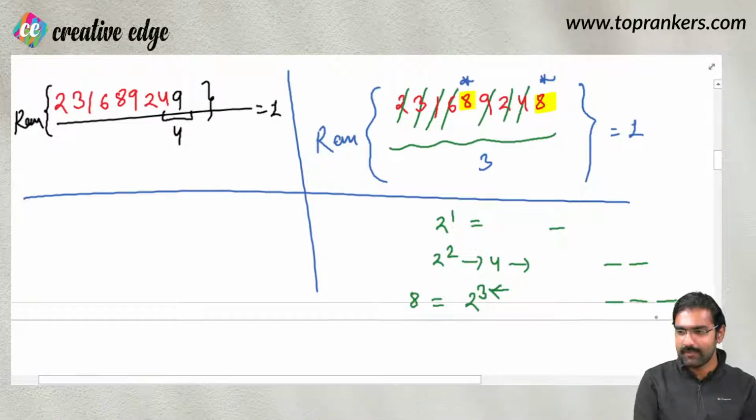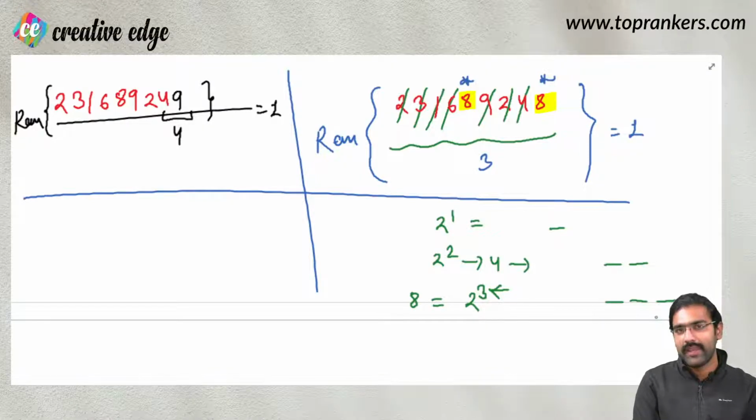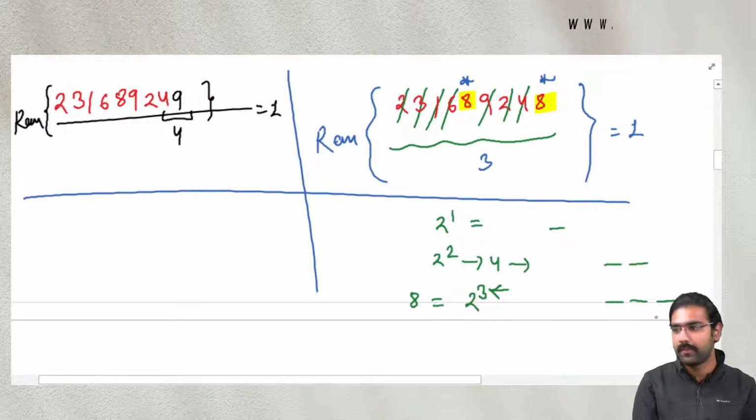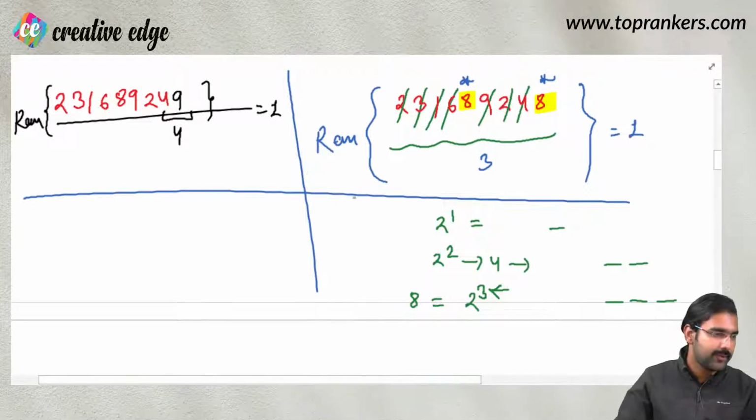So I repeat my statement: whenever I have to check whether a number is divisible by 8 or not, just as we checked for 4 whether the last 2 digits are divisible by 4, we will check whether the last 3 digits are divisible by 8. If the last 3 digits are divisible by 8, the complete number will also be divisible by 8. I hope that much part is clearly understood by all the participants.